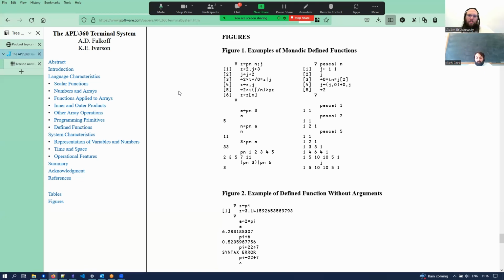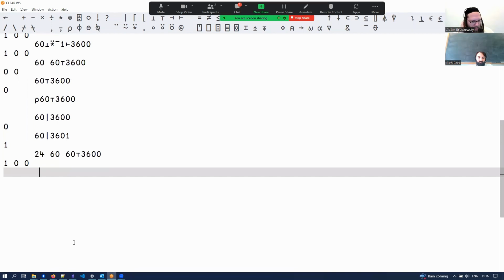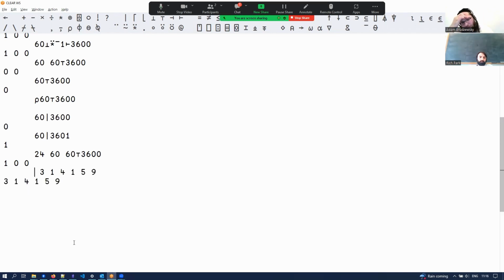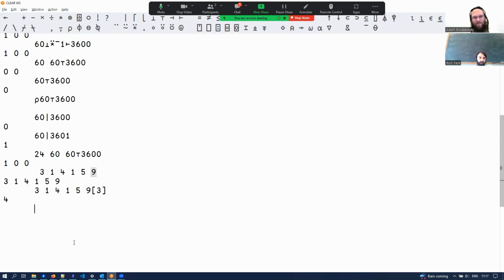So if you go into an APL session and take some numbers, like digits of pi, 3 1 4 1 5 9. Yeah, that'll do. And then put square brackets after that. So we're choosing the nth digit of pi. Let's say we're choosing the third digit. I thought I had numlock on, but I didn't. There we go. Okay, the third digit of pi is 4.